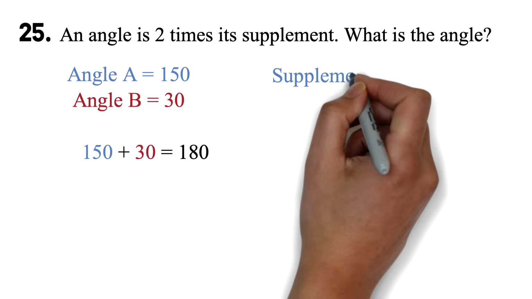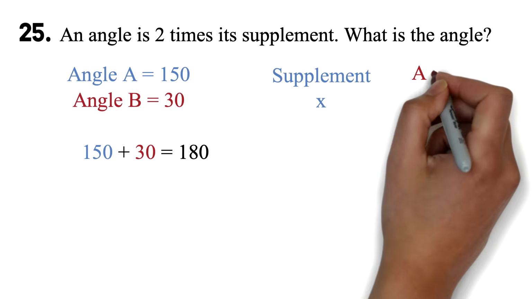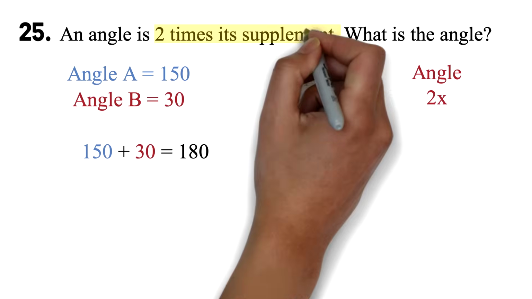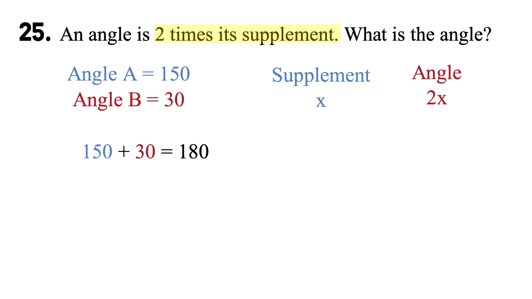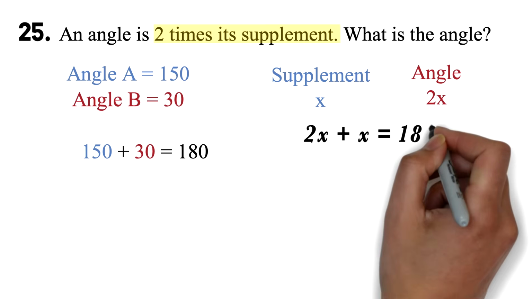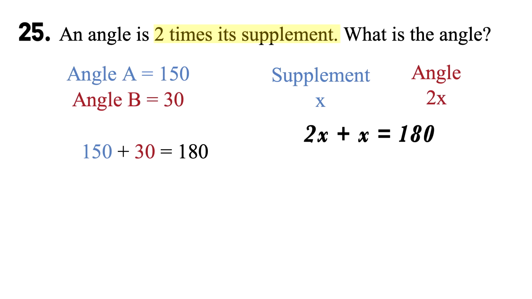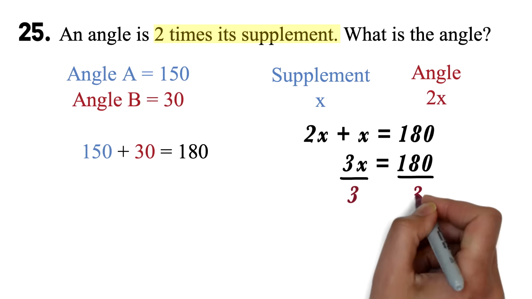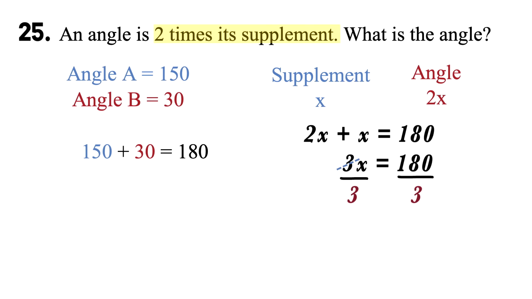So for this question, if we say the supplement is x, then the angle will be 2x because it is 2 times the supplementary angle. We say that they must add to get 180 degrees. So we have 2x plus x equals 180. We add the x plus 2x to get 3x equals 180. We can now divide both sides by 3. The 3 will cancel out. 180 divided by 3 is 60.